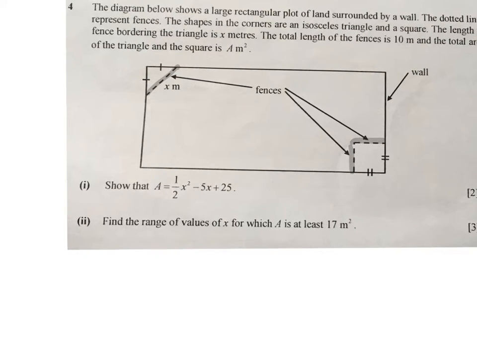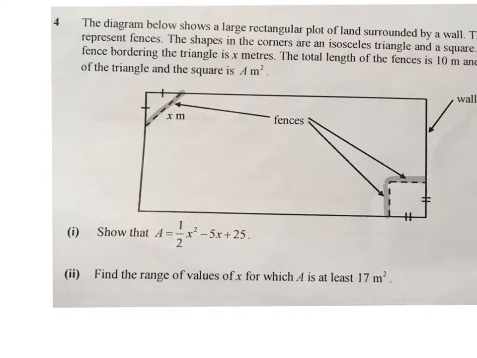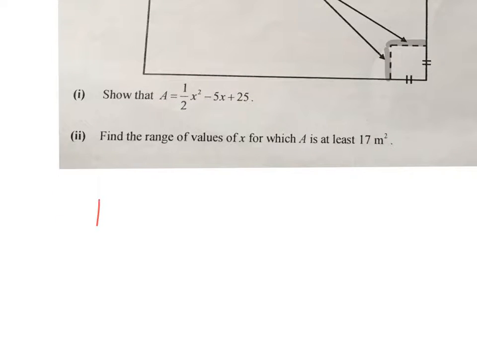Okay, so first, we notice that if I want to write down the area as half x squared minus 5x plus 25, what I need to do is basically express the area, everything, in terms of x. So what we're going to do is to try to find the area of the triangle first. Now if you look at the triangle, I'm just going to let one side be L. Then by Pythagoras theorem, this is L, this is L, this is x, right? Then L squared plus L squared is equal to x squared by Pythagoras theorem.